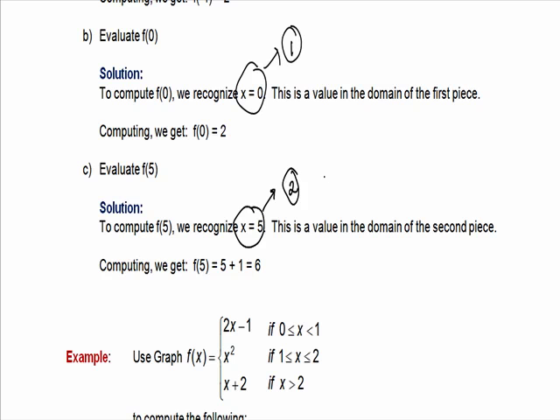And remember, piece 2 would have been f of x equals x plus 1. So our x is 5, so we get 5 plus 1, which is 6. So f at 5 is 6.